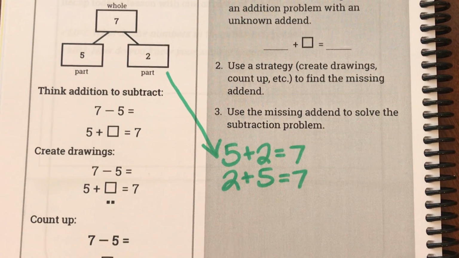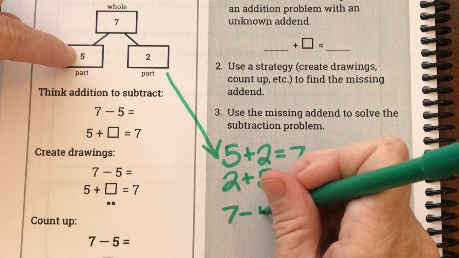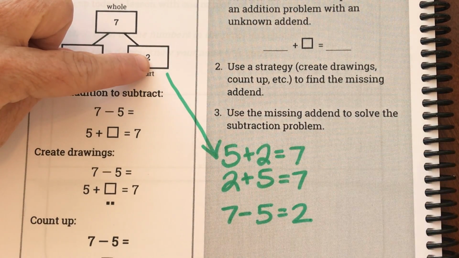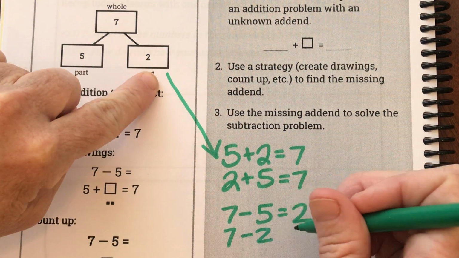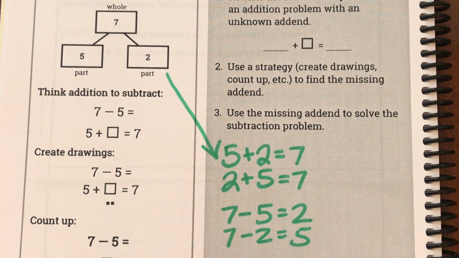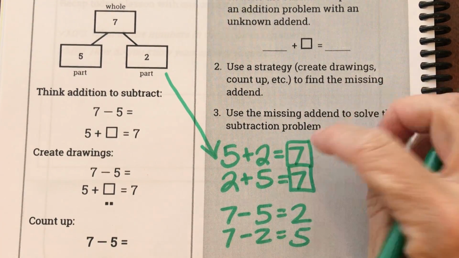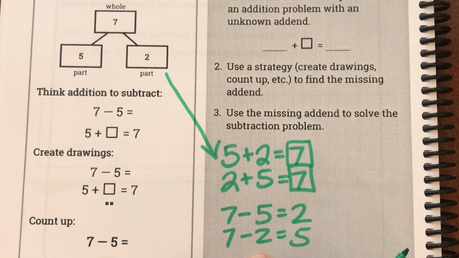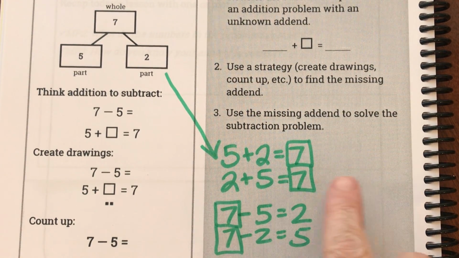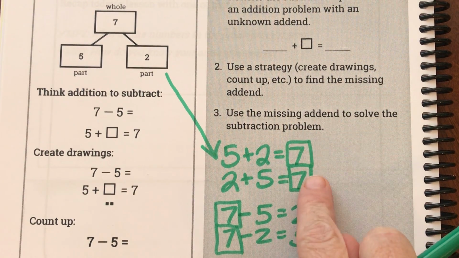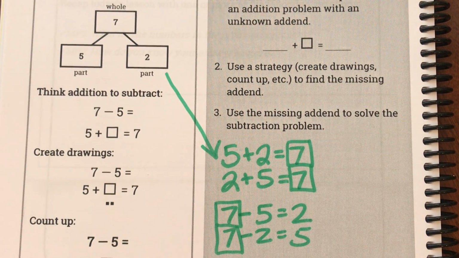Okay, now I could also write it as a subtraction, because I could say 7, if I have the whole, take away one part equals the other part. Or we could say 7 take away this part equals this part. What I want you to see is that in addition, the whole is the sum. But in subtraction, the whole is the minuend, or the starting number. So in addition, we end up with the largest number or the whole, but in subtraction, we start with the largest number or the whole.